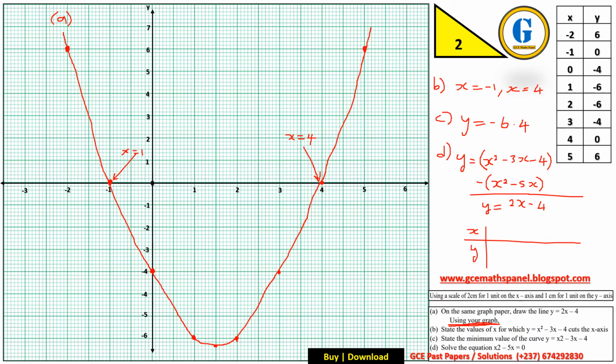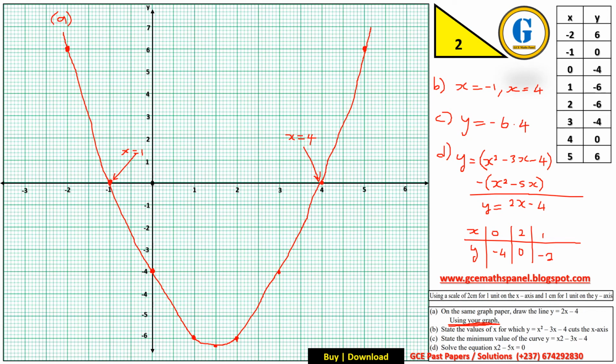When x is 0, y is negative 4. When y is 0, x will be 2, right? Let me take one more point so that I should not make a mistake. Now if x is 1, 2 times 1 is 2, minus 4, y will be minus 2. So I'm going to use these points now to sketch this line.